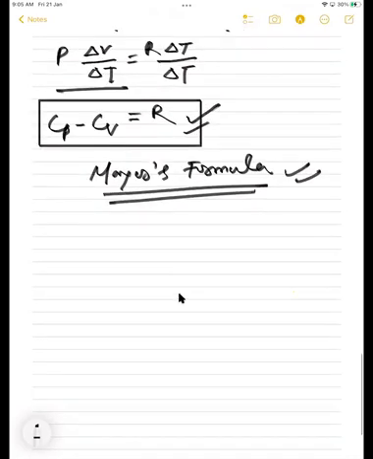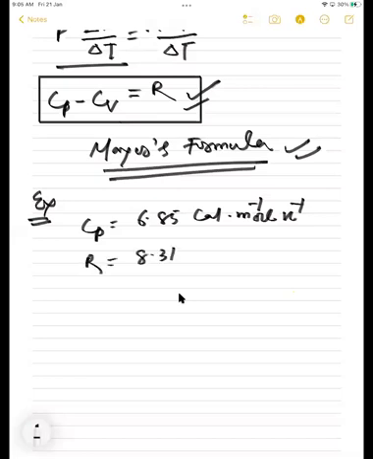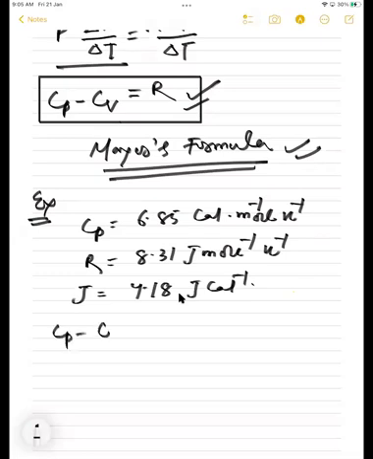That means we'll take an example. Calculate the specific heat at constant volume for a gas. And here the specific heat at constant pressure Cp is given, that is 6.85 calorie mole inverse Kelvin inverse, the gas constant R is 8.31 joule mole inverse Kelvin inverse, and J, the mechanical equivalent of heat, is 4.18 joule per calorie. So Cp is given, R is given, J is given, and you know Cp minus Cv is equal to R.